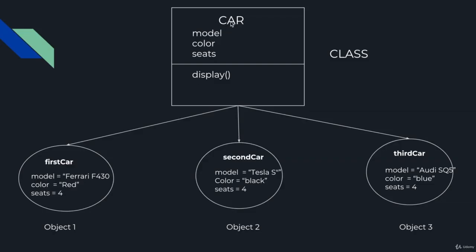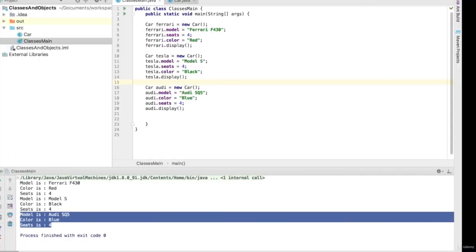We created a car class. It had certain variables defined in it, model, color, seats, and a display behavior, which is a method. And then we created 3 objects over here, which is the first car, second car, third car. We assigned some values to all the corresponding variables and we used it in the program. So that's about this class, guys.